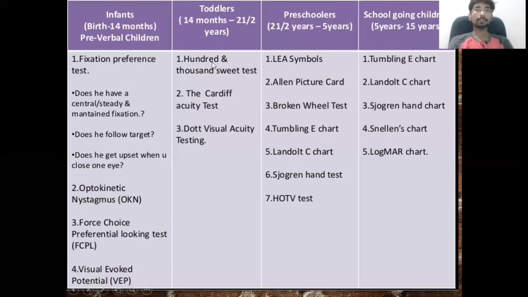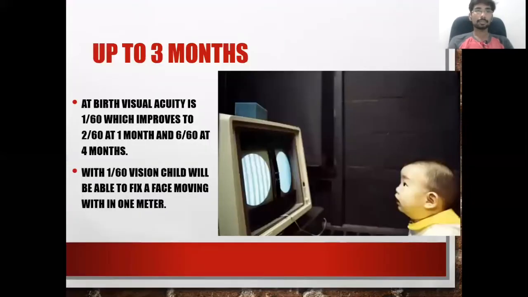For toddlers, 14 months to 2.5 years, the Cardiff chart and dot drum chart are useful. For preschool children, Lea symbols, Allen chart, broken wheel chart and Landolt C chart are used. Up to 14 months, usually at birth vision is 1/60. At 1 month it will be 2/60. At 4 months 6/60.